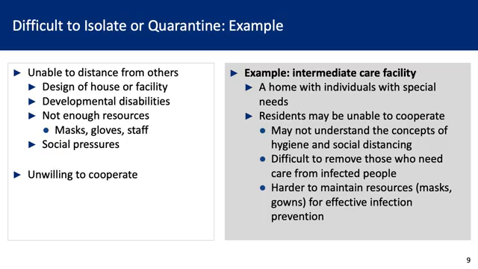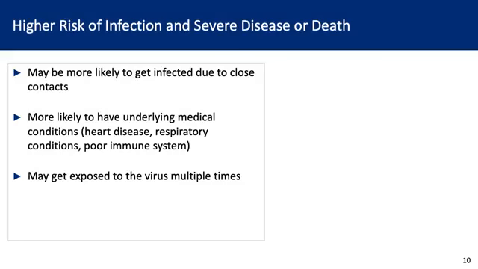It's also harder to maintain resources for effective prevention in those scenarios because they may not be used to using masks and gowns and they just may not have them on hand. So this would be another example of where you need to talk to your supervisor right away. So we've talked about the 3 examples where risk of transmission may be higher. But remember, there's a 4th group as well where the risk of transmission may be higher, but there's also a higher risk of severe disease or death.